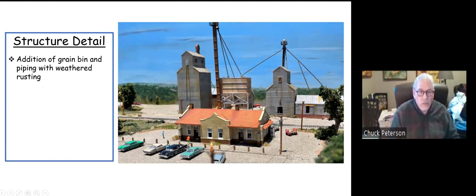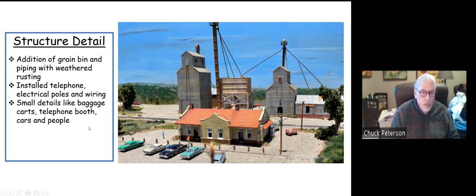For structure detail, we added the grain bins, which were given a rusted, weathered look. I installed electrical utility poles, telephone poles. You can see those here, along with the electrical wiring. They go across the back between the train station and the railroad tracks here. And then we added other small details like baggage carts, the telephone booth over here on the side, and a number of cars and people.